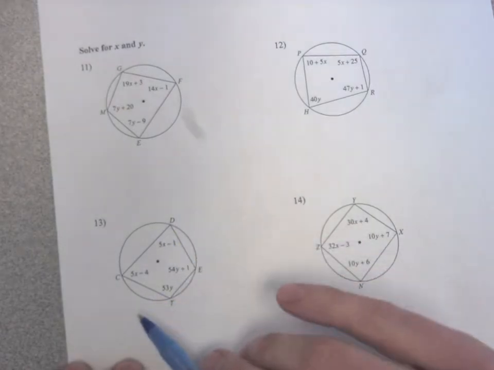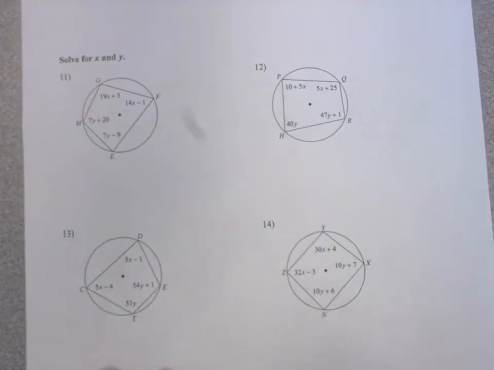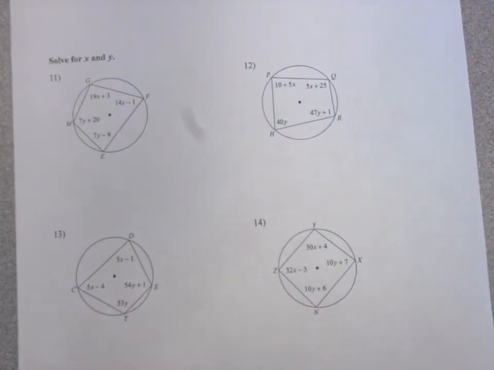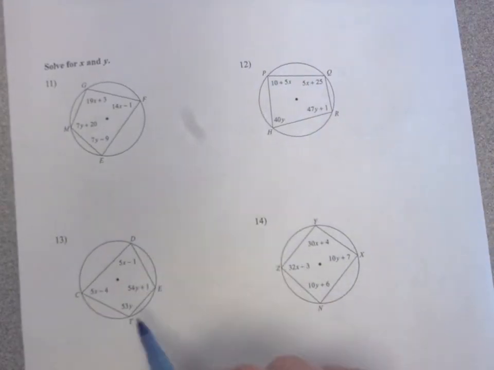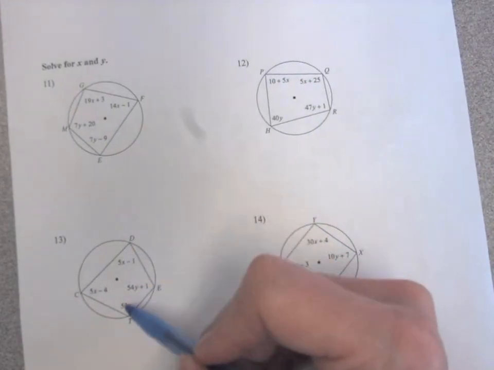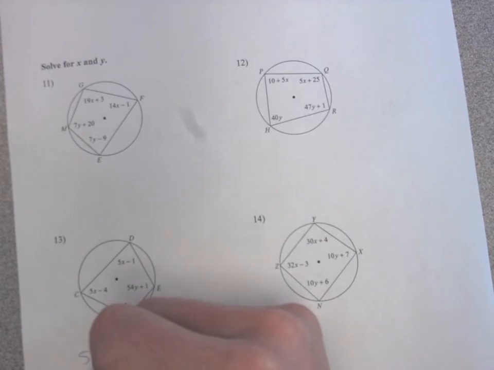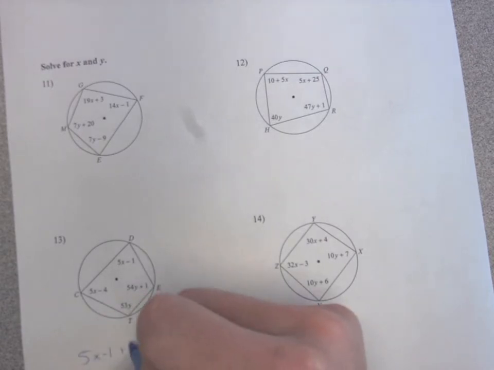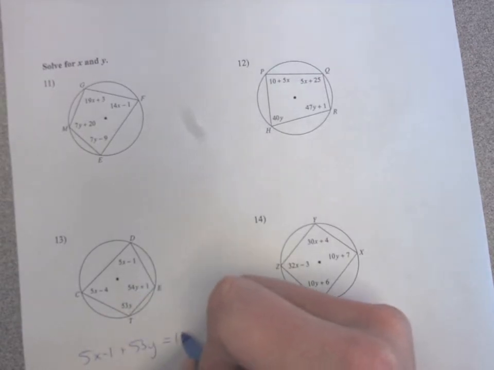But let's take a look. So again, I have an inscribed quadrilateral. Opposite angles are supplementary. So I can set up an equation here. Let's use opposite angles D and T. Those are across from each other. So 5x minus 1 plus 53y equals 180.